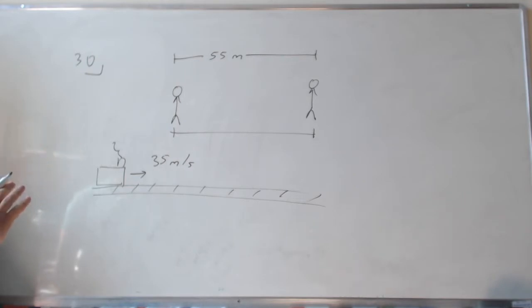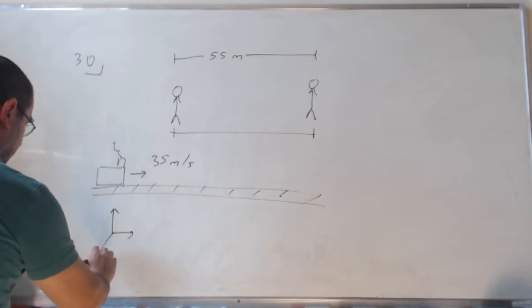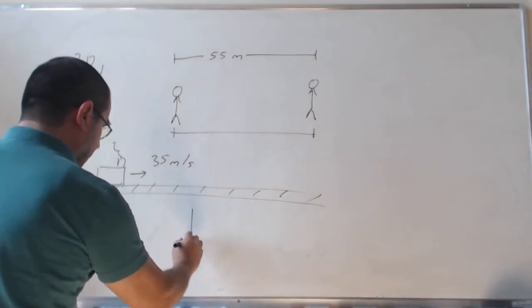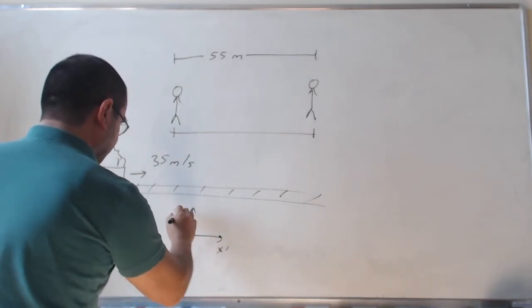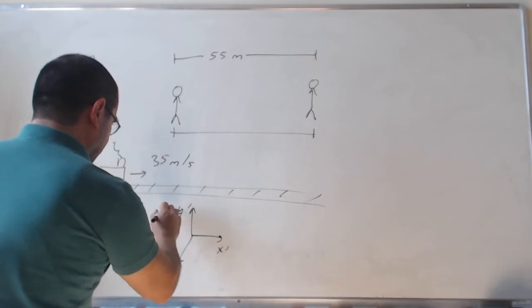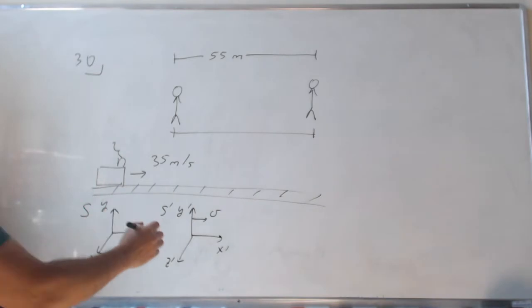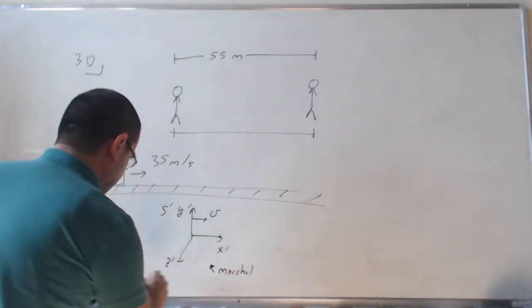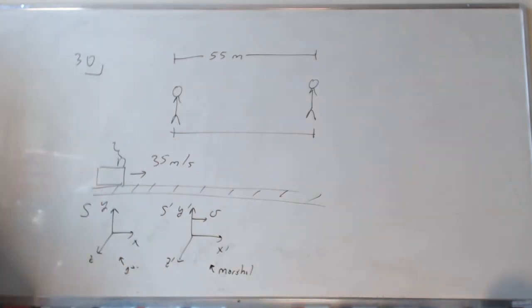So what I'm going to do here is choose 2 reference frames. In our usual configuration, this is X, Y, and Z. Let's call this reference frame S, and another one that's moving with some velocity V in the positive x direction with respect to the first one, X prime, Y prime, and Z prime. I'm going to choose this to be the marshal's reference frame, and this is going to be the ground reference frame. So this V is just 35 meters per second.